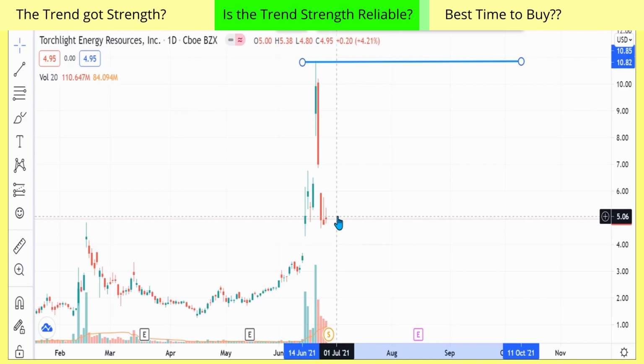Okay, so this is the second part, right? I finished my second part analysis. In the third part analysis, I'm going to do a bit of price prediction. What are we predicting?